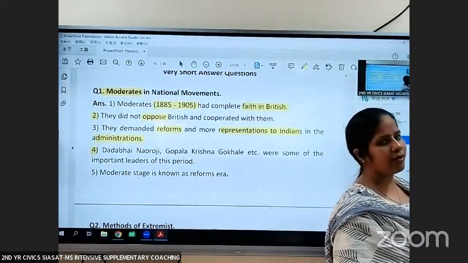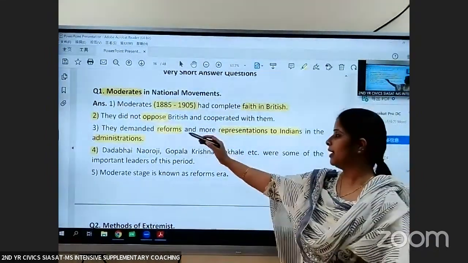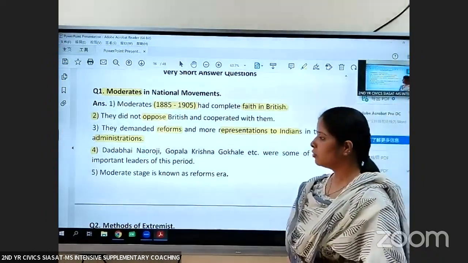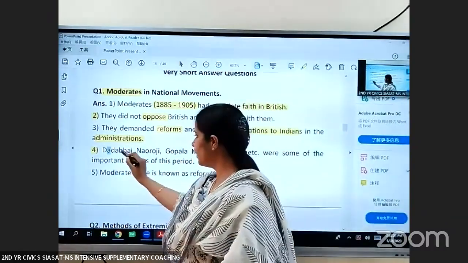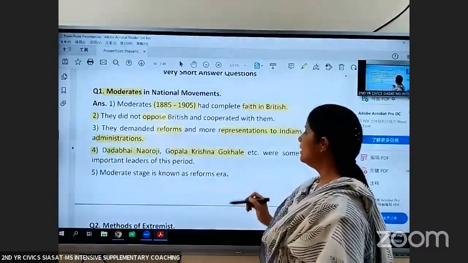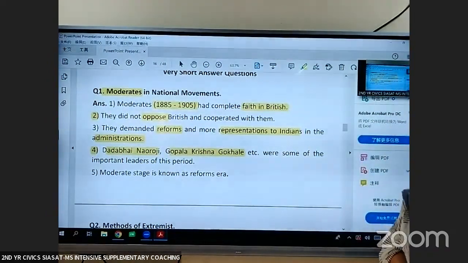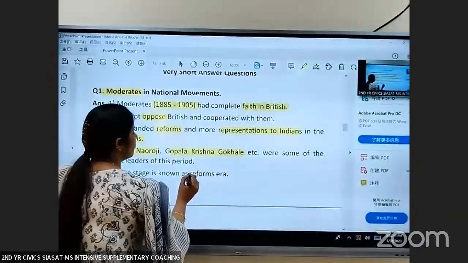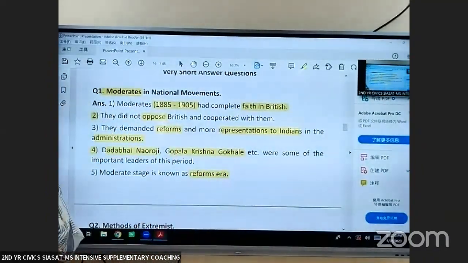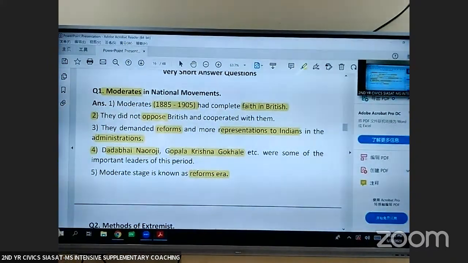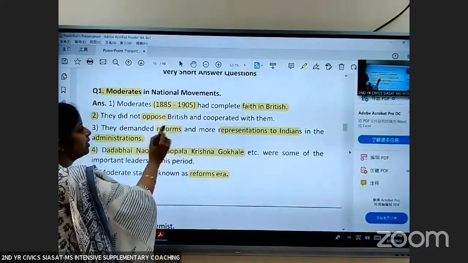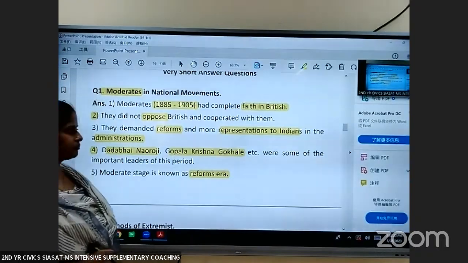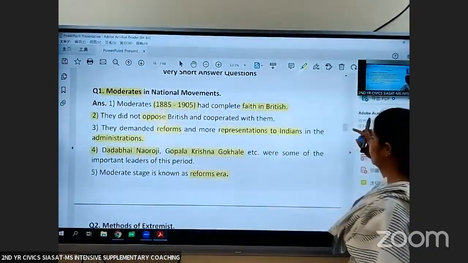So what was the demand of moderates? They demanded reforms and representation to Indians in the administration. So who were the important leaders? Dadabhai Naoroji and Gopal Krishna Gokhale were some of the important leaders. As many reforms were made during this period, we call this moderate stage the reforms era. Okay, am I clear with this? Let us move to the next topic.